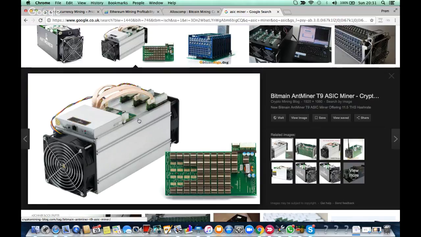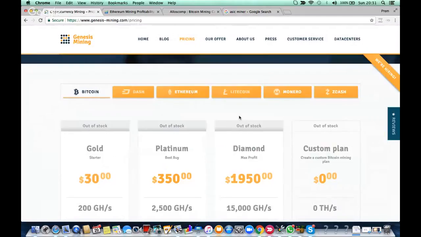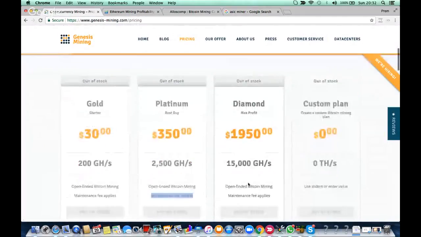Now this box here is an S9 Antminer. This thing has a capacity of 11.5 terahash, right? So let's have a look here. 11.5 terahash in Bitcoin, $1,950 buys you 15 terahash. So $2,000 roughly buys you 15 terahash.